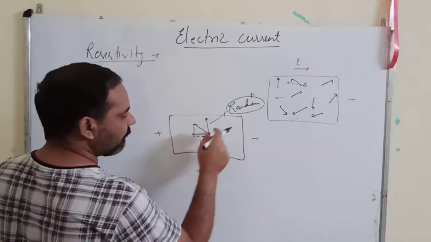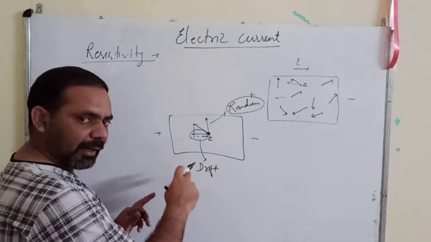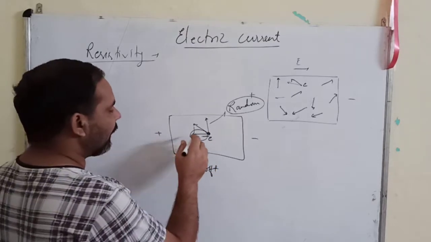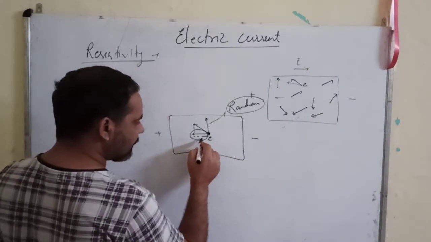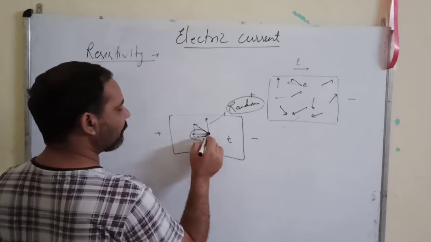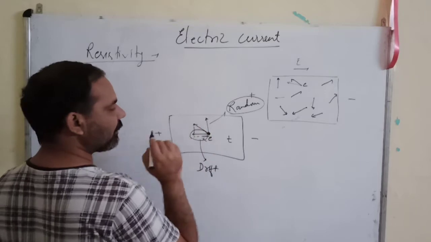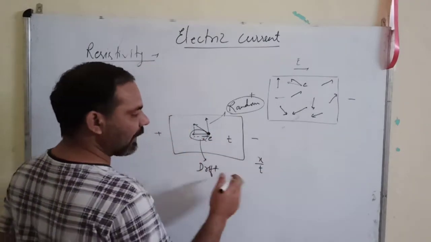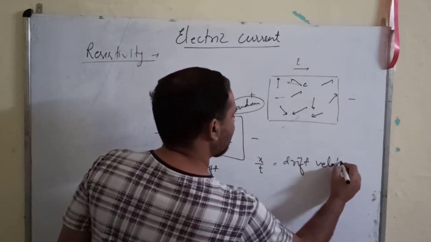Due to the application of the electric field, they gain some extra velocity towards the electric field, and this velocity is called drift velocity. So suppose this length is x, and suppose it takes t time for the electron to go from the original position to this point, then this drift upon the time taken will be called the drift velocity.